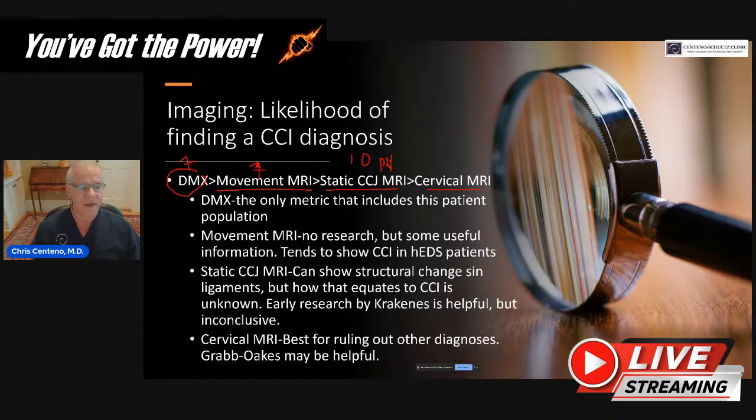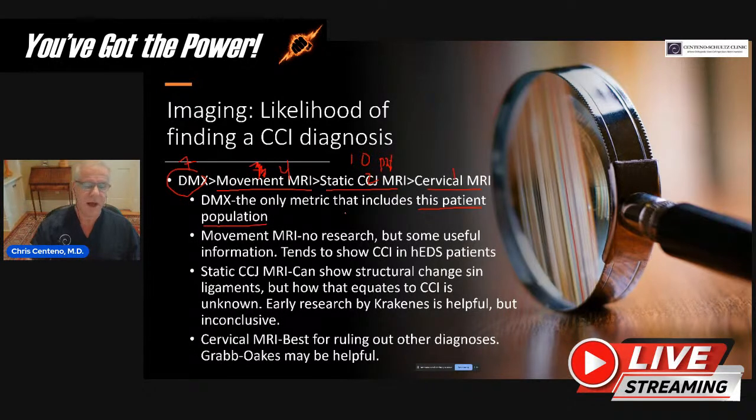And on a movement-based MRI, maybe we'll be able to identify 4 of them, and on a static MRI, 2 of them, and a regular cervical MRI, 1 of them. So again, for my money, we want to go with the test that's most likely to show it. And again, we talked about that DMX is the only one that looks at this patient population, people with chronic problems versus those with their heads falling off walking into an emergency room, which is where the neurosurgical measurements come from.